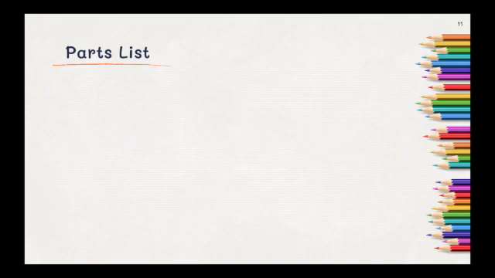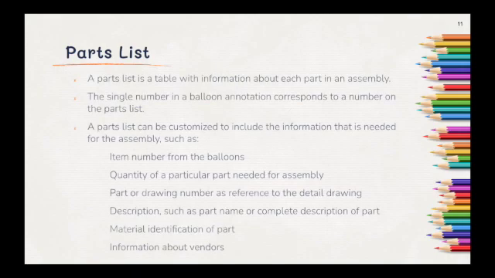Now all of those balloon annotations lead us to the parts list. A parts list is a table with information about each part in an assembly. The single number in a balloon annotation corresponds to that parts list. A parts list can be customized to include information that's needed for the assembly, such as the item number from the balloons, the quantity of a particular part needed for the assembly, the part or drawing number as reference to the detail drawing, a description such as a part name or a complete description of a part, what the part is made of or its material, and then information about vendors or where the part comes from.